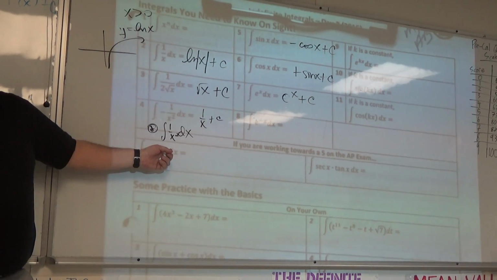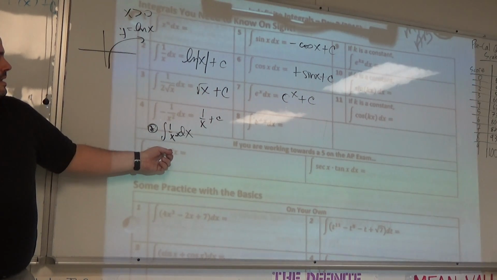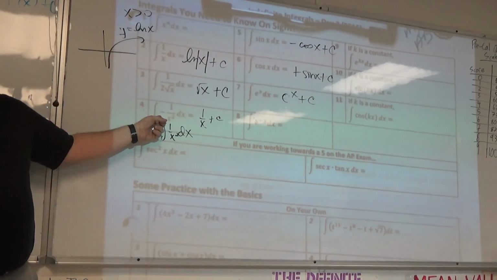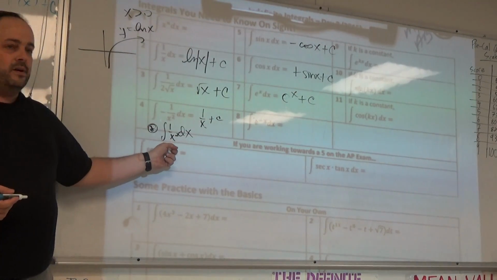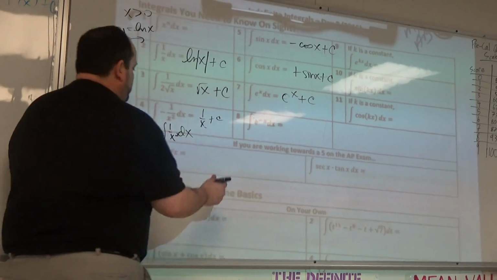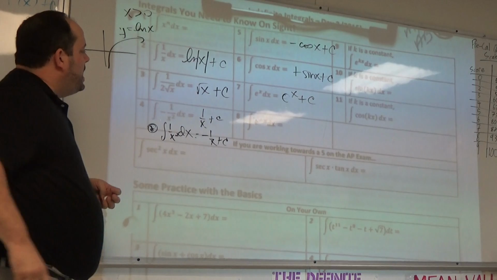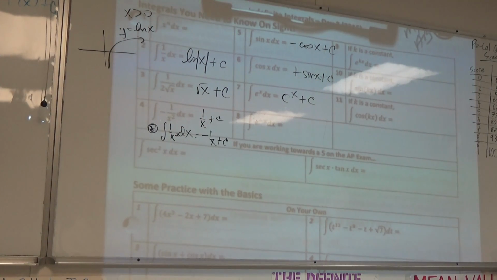1 over x. If the derivative of 1 over x is negative 1 over x squared, what would have 1 over x squared as the derivative? Negative. Right? It's just the negative 1 over x plus c. All right. Any other ones?